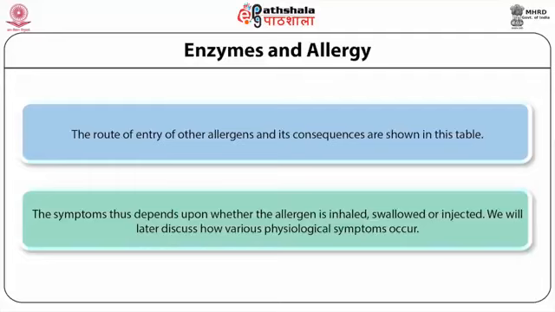Similarly, for acute urticaria, which is in common parlance called wheal and flare, the common allergens are insect bites. Route of entry is subcutaneous, and it results in the local increase in blood flow and vascular permeability.